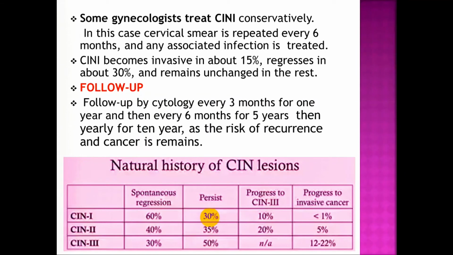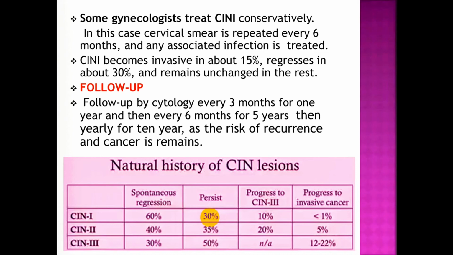Some gynecologists treat SIN 1 conservatively. In this case, cervical smear is repeated every 6 months and any associated infection is treated. SIN 1 becomes invasive in about 15%, progresses in about 30%, and remains unchanged in the rest. Follow-up by cytology every 3 months for 1 year, then every 6 months for 5 years, then yearly for 10 years, as the risk of recurrence and cancer remains.